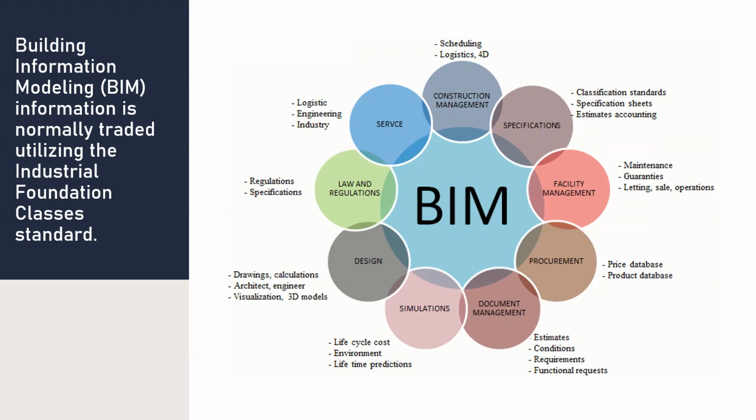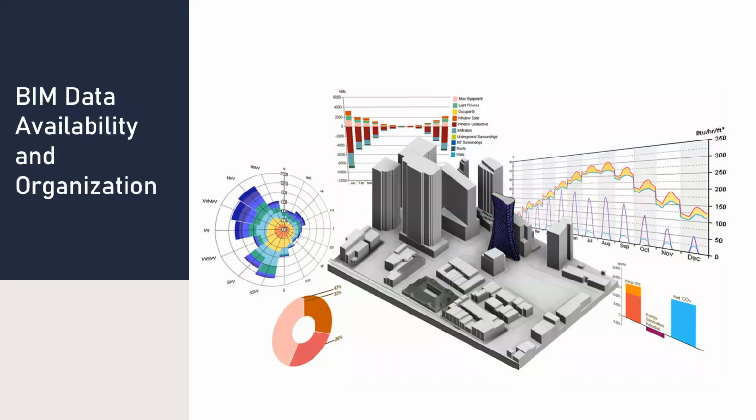As you can see in the presentation picture, it shows services, design, simulation, document management, facility management, and so on. So this is the data availability and organization for the BIM. BIM data can be used for automated generation of control strategy for energy systems, therefore simplifying and accelerating the commissioning phase. In this PowerPoint, I'm presenting a methodology to create control strategy of building heating and air conditioning, HVAC.